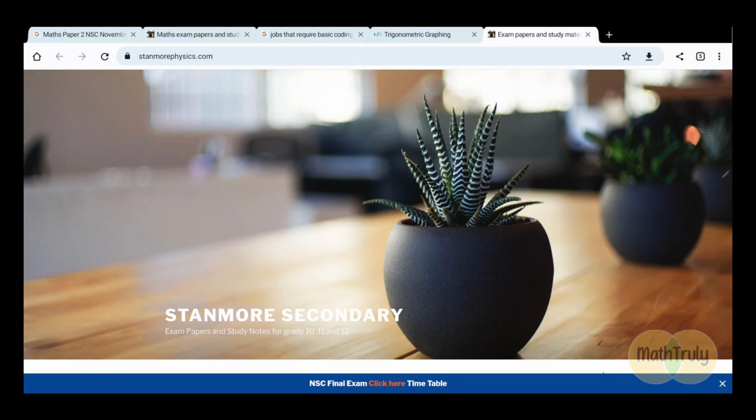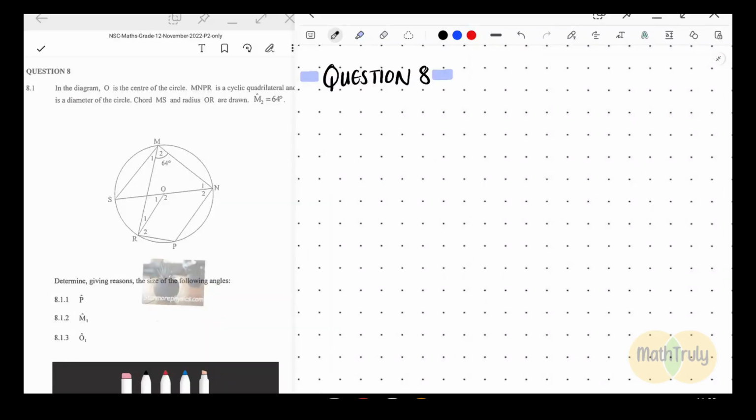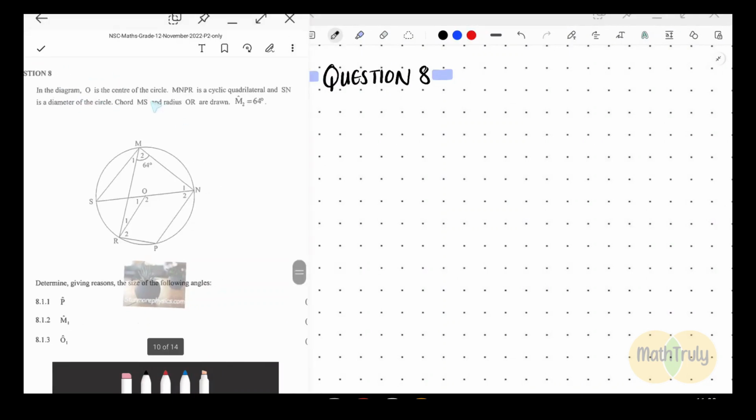So without wasting any more time, let's get back to the paper. Question 8.1 says, in the diagram, O is the center of the circle, and MNPR is a cyclic quadrilateral, and SN is the diameter of the circle, so that chord MS and radius OR are drawn. So we have MS, that's a chord, and then the radius OR, but OS is also a radius and ON. And then they say that angle M2 is equal to 64 degrees.